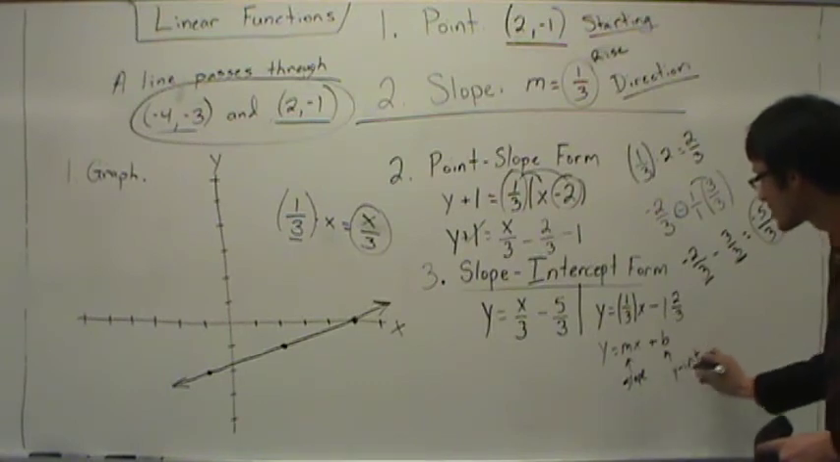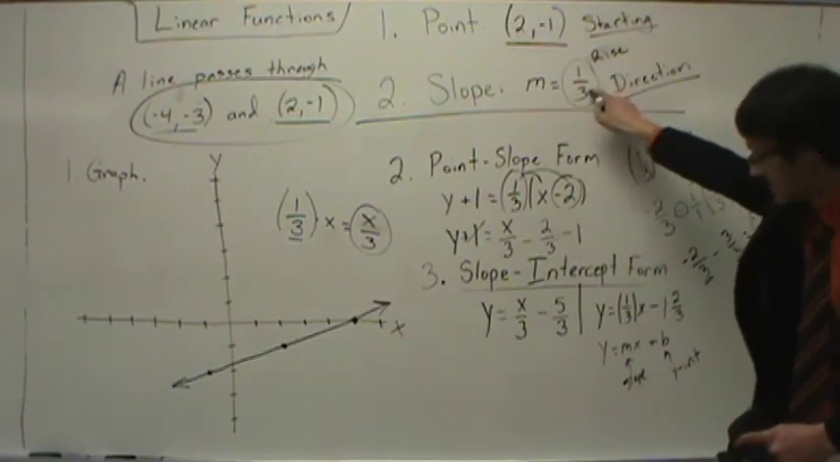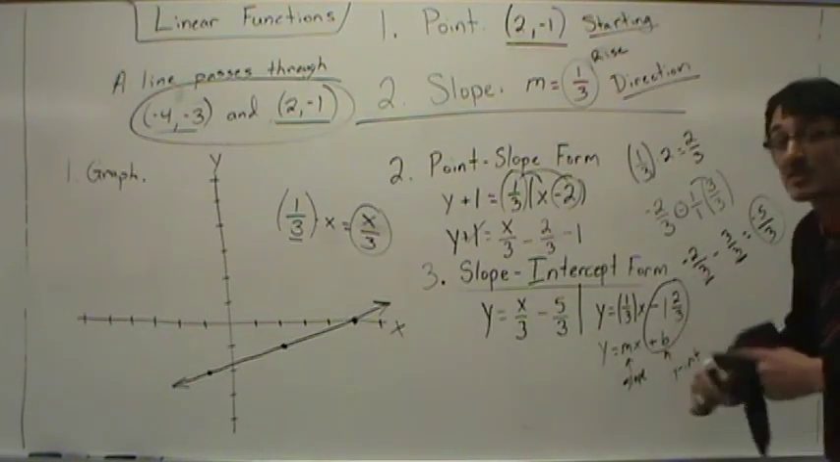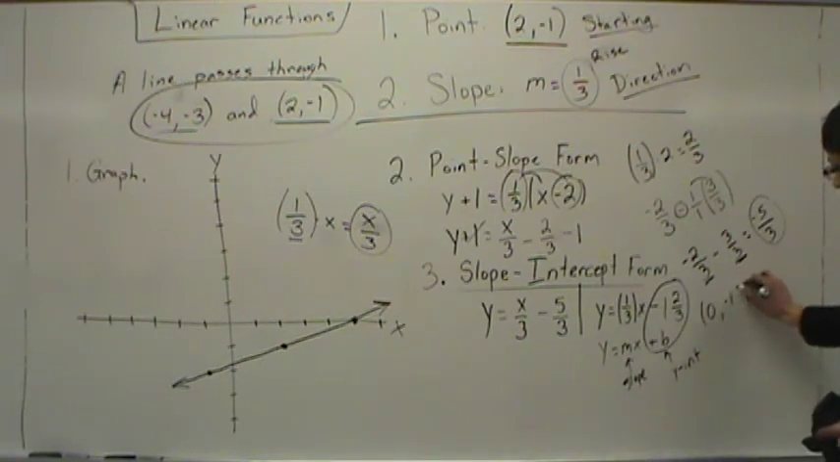What is our slope here? Slope is supposed to be what? 1/3. Does that match our slope? Yes. Now, what is our y-intercept supposed to be? Remember, it's an ordered pair. Y-intercept is 0, negative 1 and 2/3.